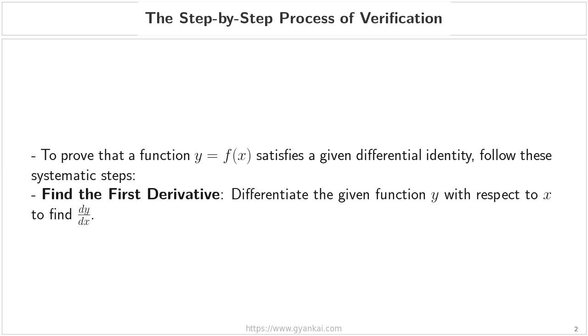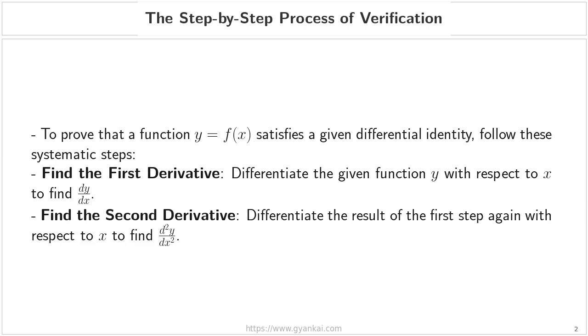First, you must find the first derivative. This involves differentiating the given function y with respect to x to determine the value of dy by dx. Second, you will find the second derivative. To do this, simply take the result from the first step and differentiate it once more with respect to x to find d squared y by dx squared.